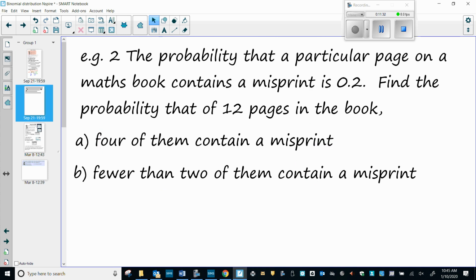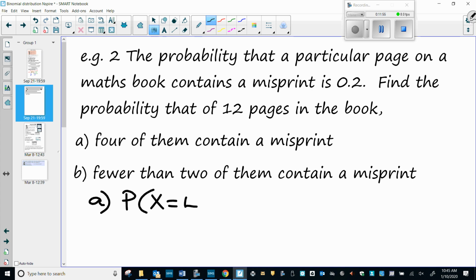Okay, another question. The probability that a particular page of a maths book contains a misprint is 0.2. Find the probability that of 12 pages in the book, 4 of them contain a misprint. Okay, so A. We're trying to find the probability that X is equal to 4. Yes, you happy with that? Yeah. Our value of n in this case is 12, so we've got 12 C 4. So we can either write it as 12C4 or just 12 over 4.